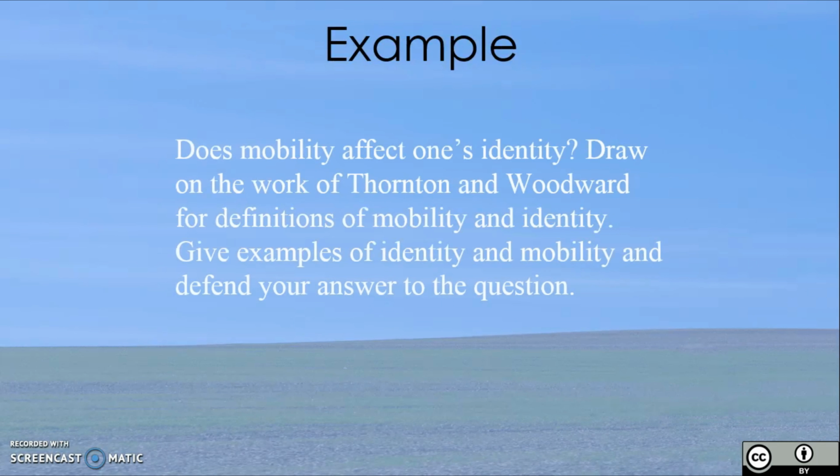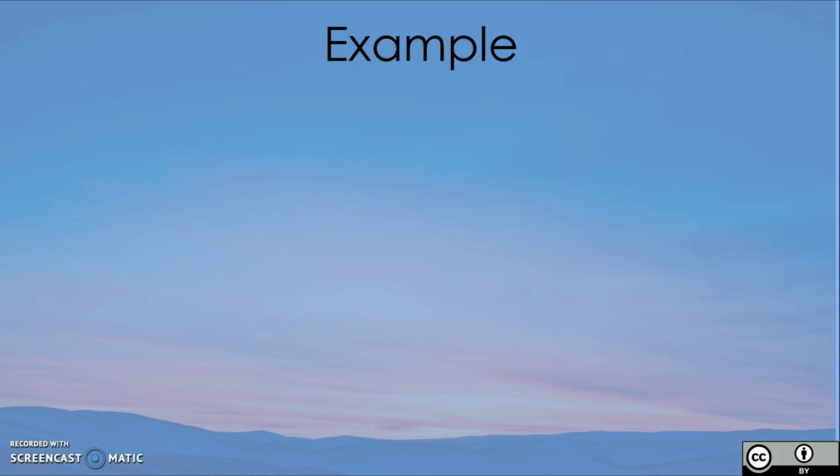Let's look at an example. So this is a question. This would typically be asked at probably first year level. Does mobility affect one's identity? That's the question. Draw on the work of Thornton and Woodward for definitions of mobility and identity, give examples of identity and mobility, and defend your answer to the question. So the core question we're asked to answer is, does mobility affect one's identity?